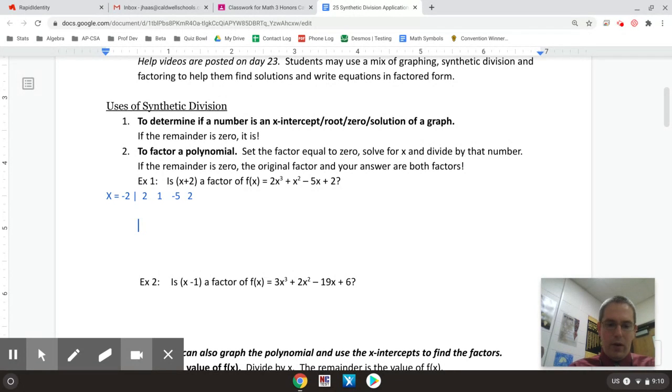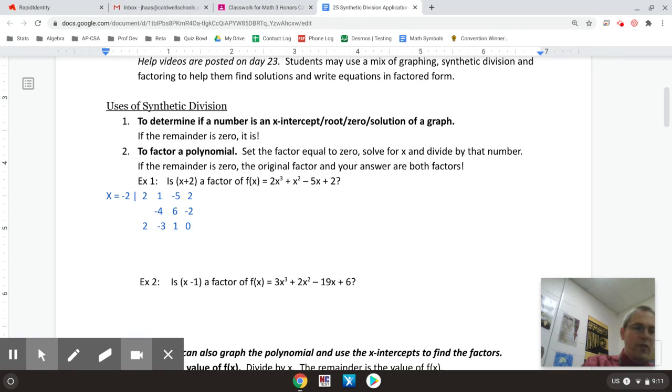So I'm going to end up bringing down my 2. And then I multiply the 2 on the bottom times the negative 2 over there. So that means I get, let's see, 2 times negative 2 should be a negative 4. Then I add these numbers up. So negative 1, I'm sorry, 1 plus negative 4 is negative 3, multiplied by negative 2 is a positive 6. And then add those numbers is a positive 1, multiplied by negative 2 is a negative 2. And then this one turns out to be a zero.